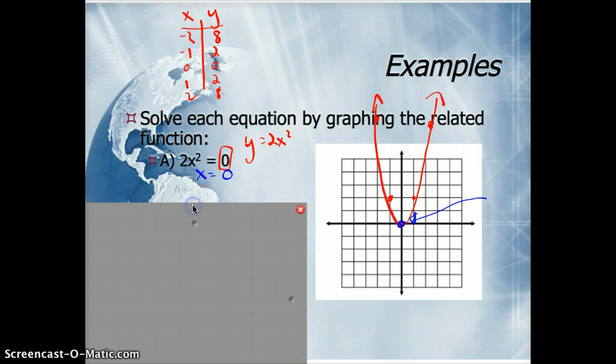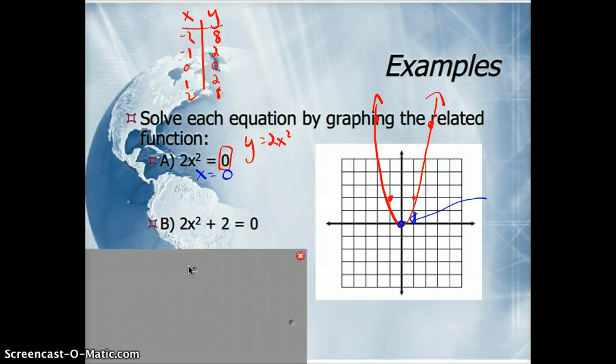If I have another graph like this, 2x squared plus 2 equals 0, you would switch to graphing y equals 2x squared plus 2. And notice it would look exactly the same as this, but up 2 units. So I would have my graph. It would look similar to the graph before it, but it would be shifted up 2 units.